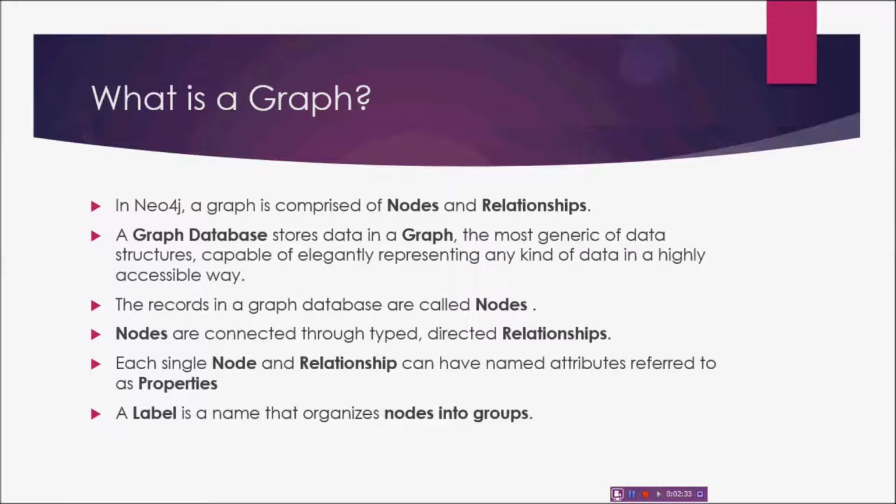The records in a graph database are called nodes. Nodes are connected by typed, directed relations. So each and every node is connected by directed links. Each single node and relationship can have named attributes referred to as properties. Each node has the minimum attributes. A label is a name that organizes nodes into groups.